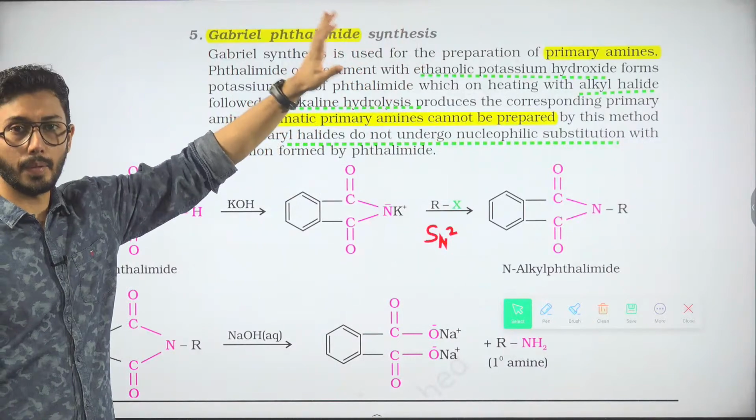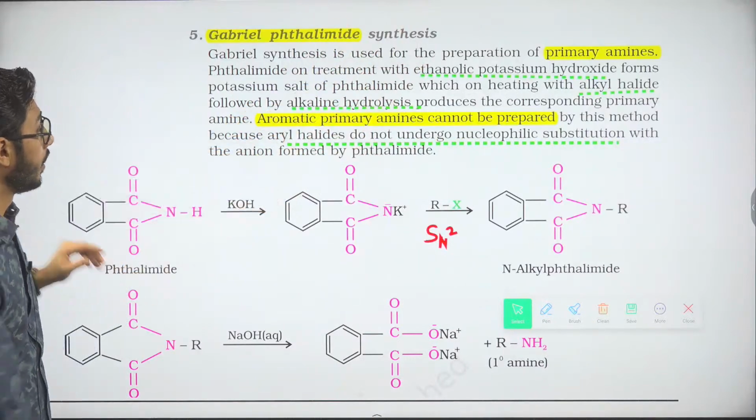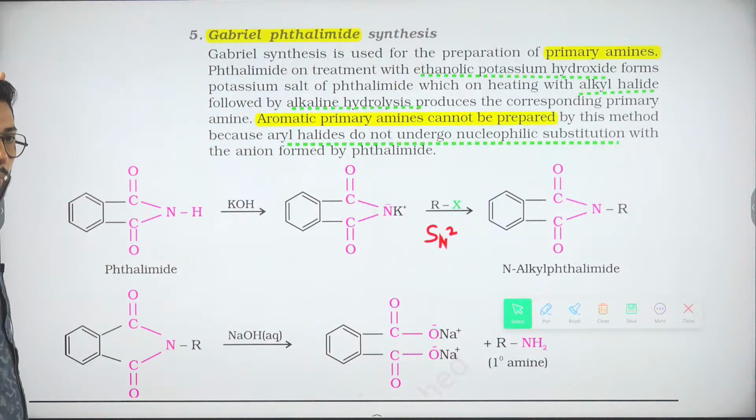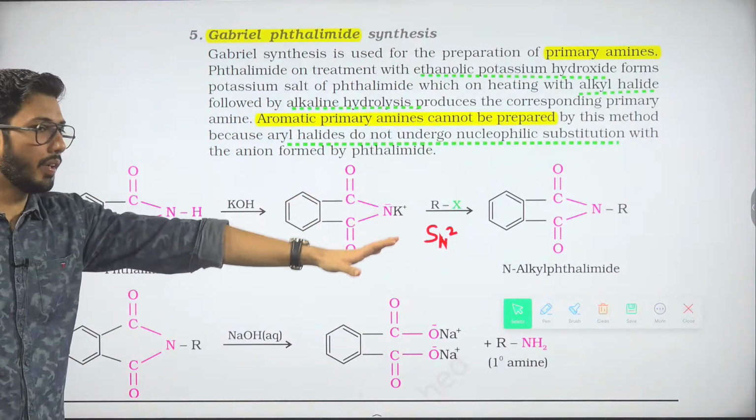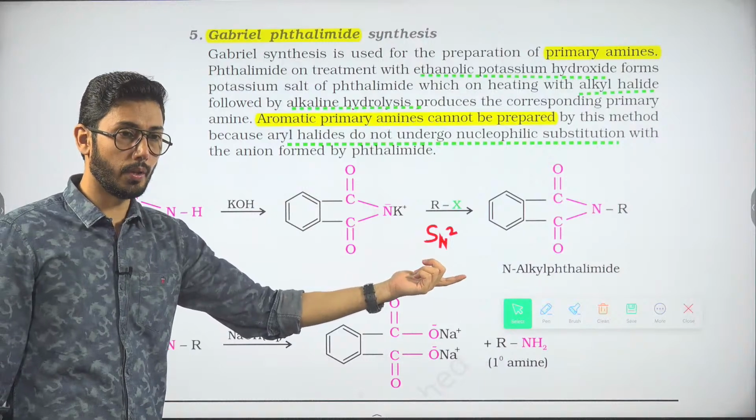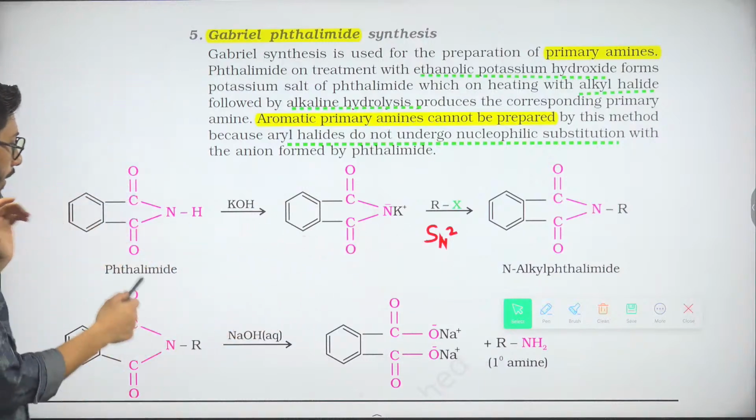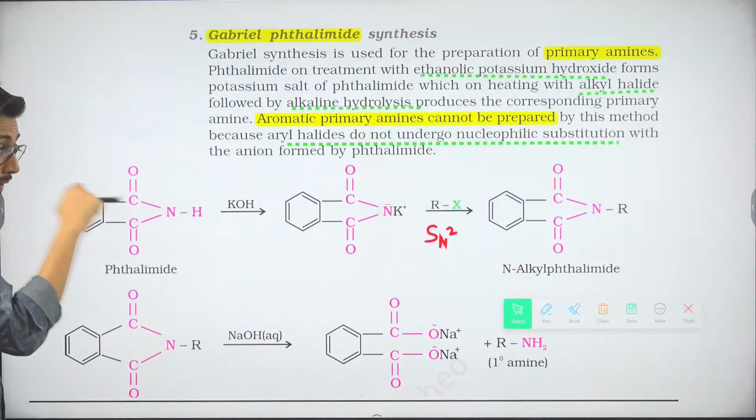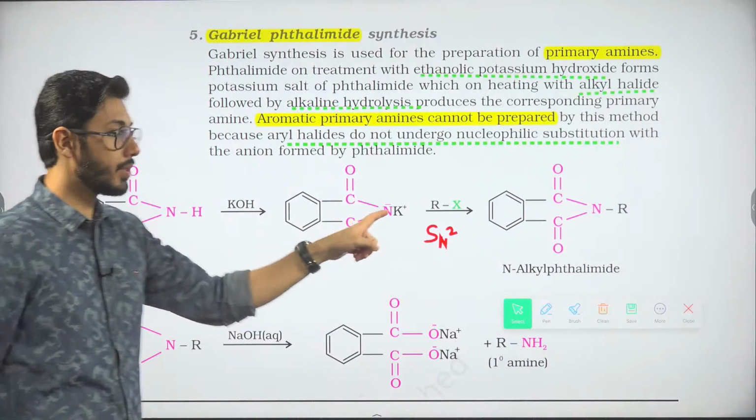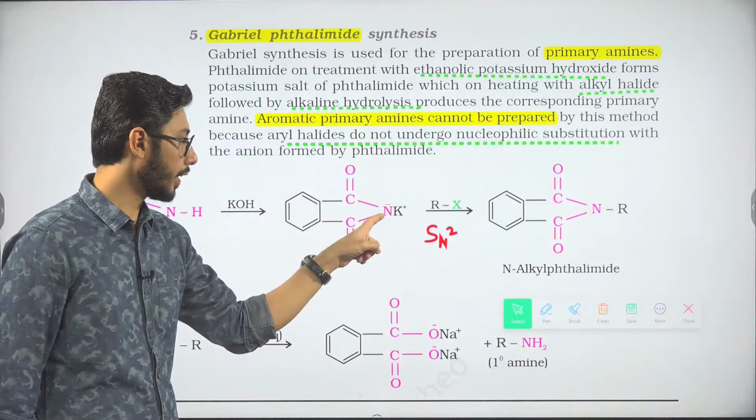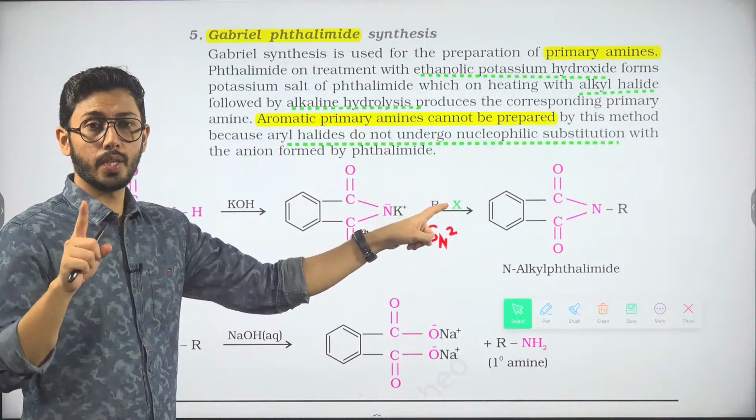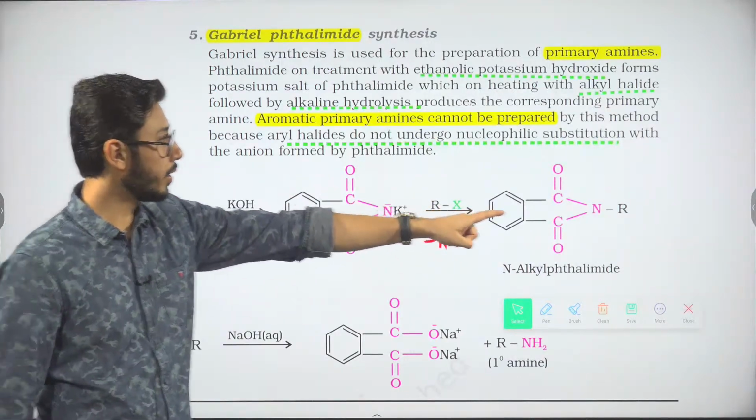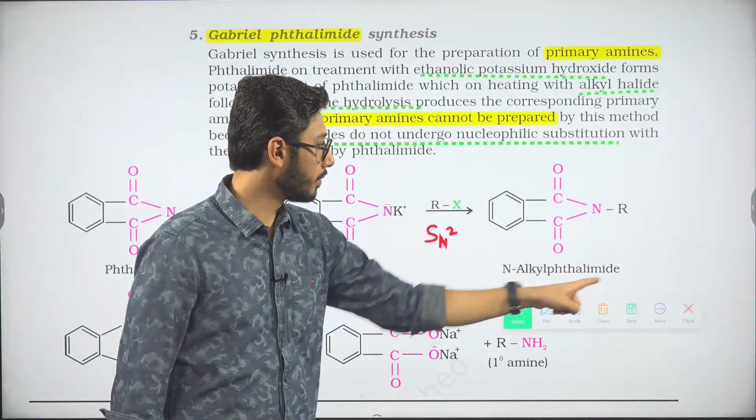amines. Primary aliphatic. Primary aromatic amines cannot be prepared. In this reaction, SN2 is involved. What is the starting material? Phthalimide. Phthalimide is treated with KOH, an acid-base reaction, generating the nucleophile. This nucleophile attacks the alkyl halide, which is primary, by SN2 reaction, and alkyl phthalimide is formed.